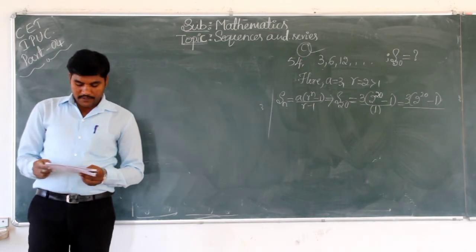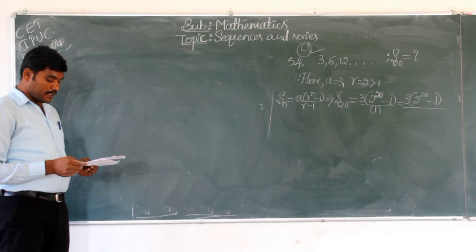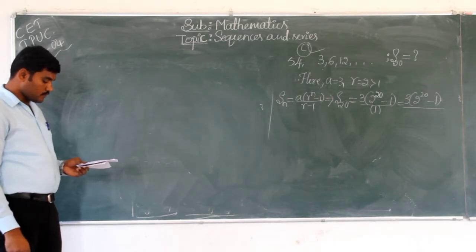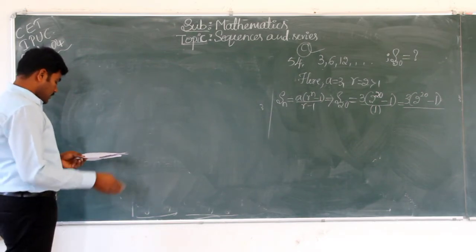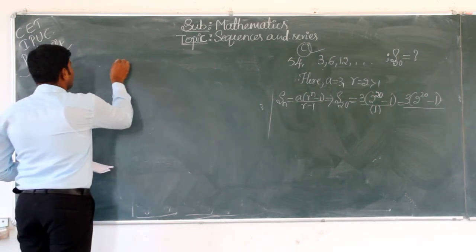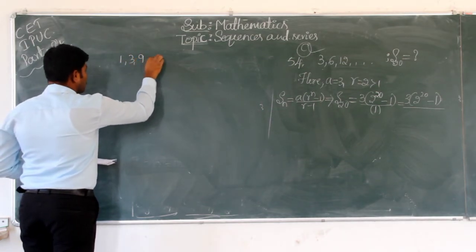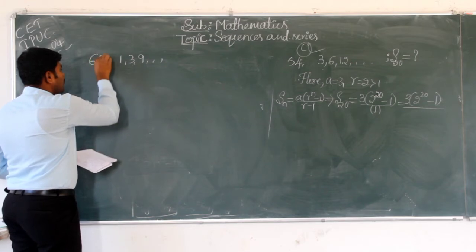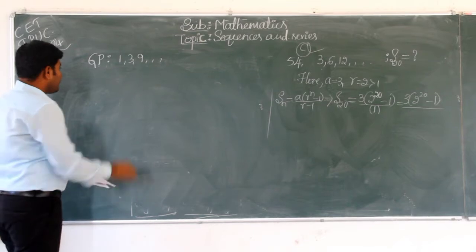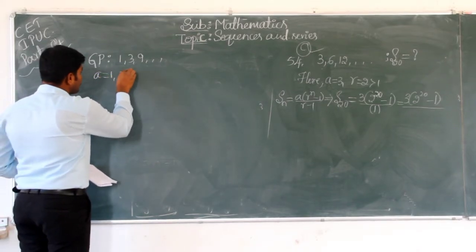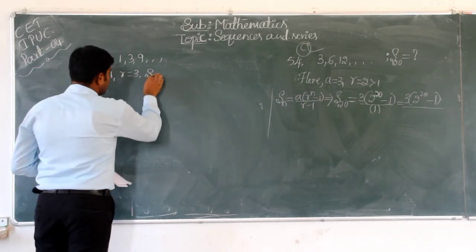See how many terms in this series are needed or ordered to make the sum 364. So how many terms means just have to find n. A series is given: 1, 3, 9 and so on. Observe this series. This series represents geometric progression, right? Now here A is 1 and R is 3, and the sum is given, Sn is 364.